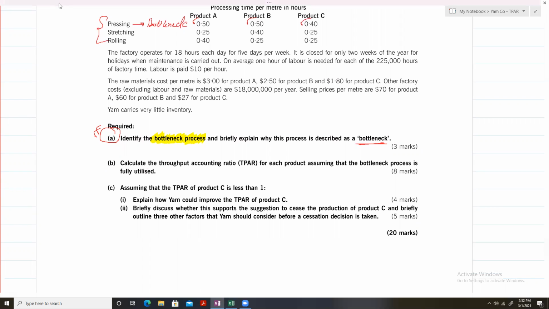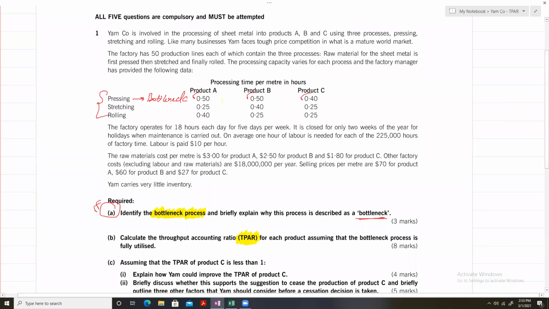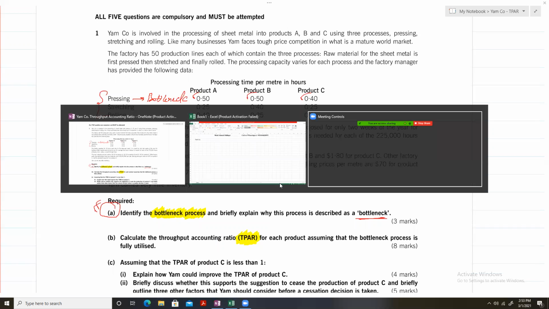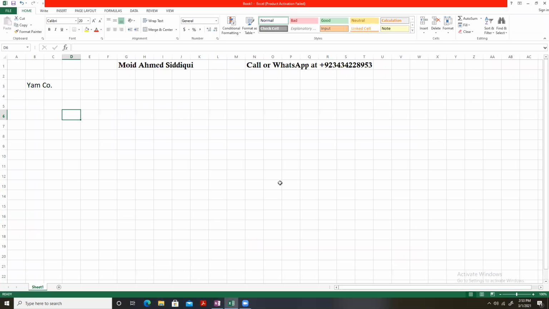Moving forward, in the second requirement, we are required to calculate the throughput accounting ratio, TPAR, for the three products A, B, and C. First of all, we will find out the throughput per limiting factor for the three products. So let me calculate in front of you the throughput per limiting factor for the three products.